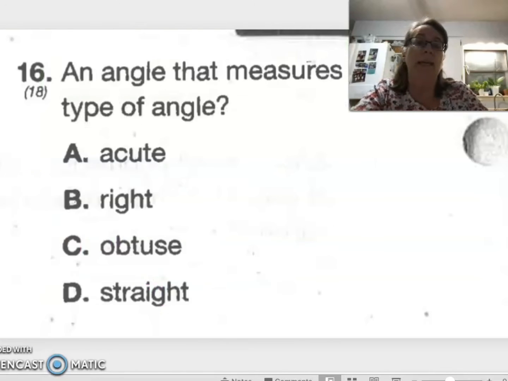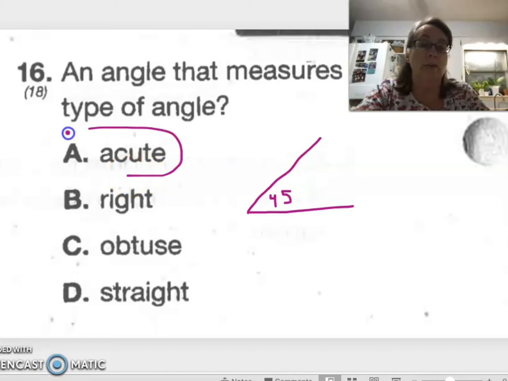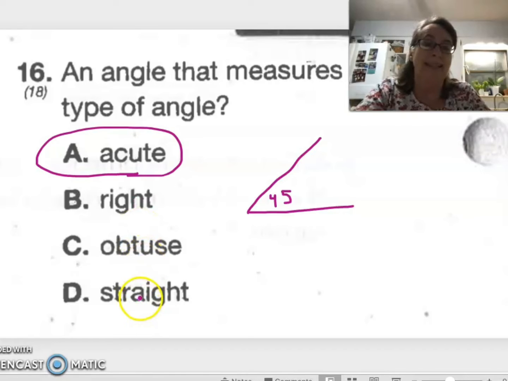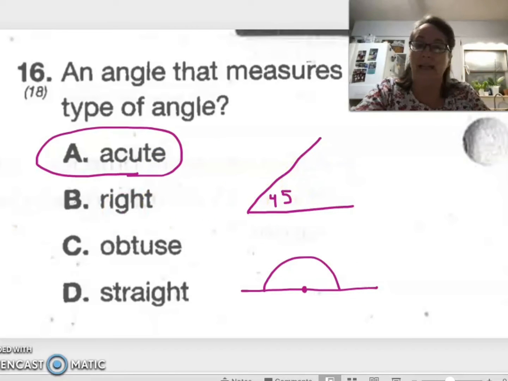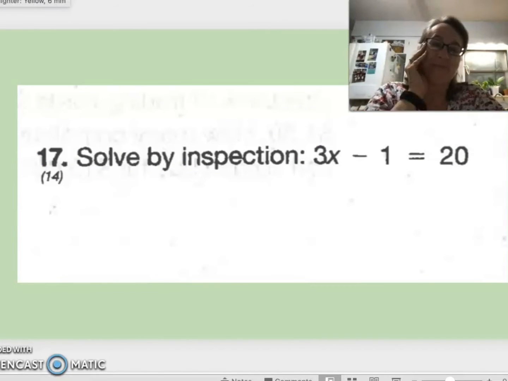Number 16. An angle that measures 45 degrees is what type of angle? So here is 45 degrees, and 45 degrees is acute. Remember, right means it's always 90. Obtuse means it's greater than 90. Straight means that it's 180 degrees. So basically, this is a straight angle here because it's 180 degrees. So acute means less than 90, and 45 is less than 90.